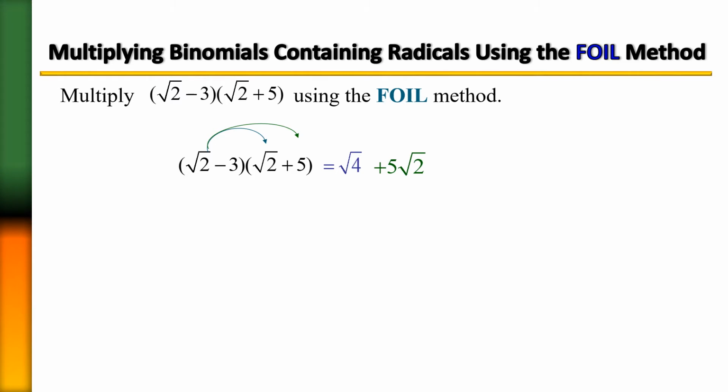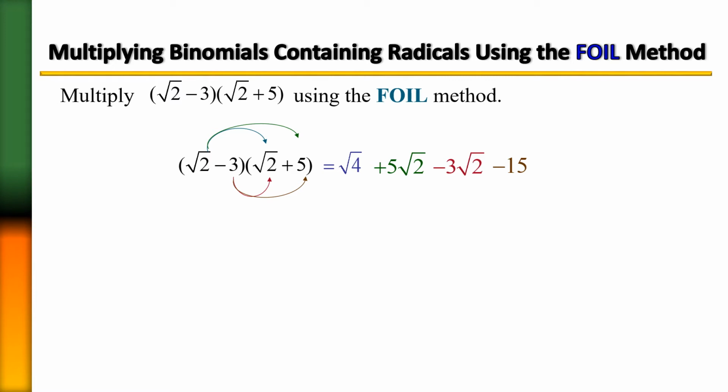The I stands for inner terms, negative 3 times square root of 2 equals negative 3 square root of 2. And now the last terms, negative 3 times positive 5 equals negative 15. Once you have all your terms, it's a good idea to go through each term and see if there are any terms that have the same root and the same radicand. In other words, you're looking for like terms.